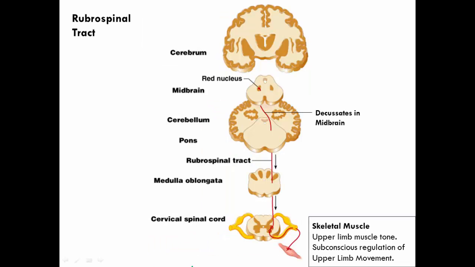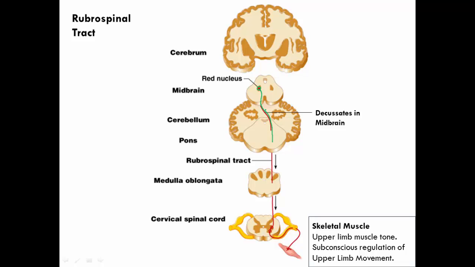In our rubrospinal tract, our upper motor neuron has its cell body sitting in the midbrain. So different from the previous two, where the upper motor neuron cell body was in the cerebrum. For the rubrospinal tract, the cell body of our upper motor neuron sits in the midbrain, specifically in an area called the red nucleus of the midbrain. Signals that are initiated by this upper motor neuron travel along its axon inferiorly and actually decussate in the midbrain. So just before our axons leave the midbrain, they do swap sides.